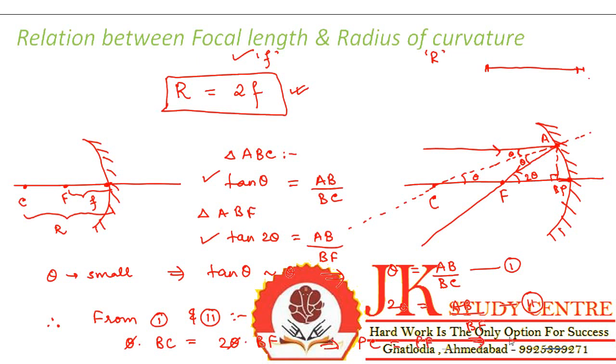Now what is PC? PC is nothing but the radius of curvature, that is the distance between the pole P and center of curvature C. And what is PF? PF is nothing but the distance between pole and principal focus, that is the focal length. Therefore, R is equal to 2 into F. That is, the radius of curvature is twice the focal length of a spherical mirror. So this is how we proved it, and you have understood the relationship between focal length and radius of curvature. This relation holds true for a convex mirror as well. If you want, you can prove it in a similar way for a convex mirror also.